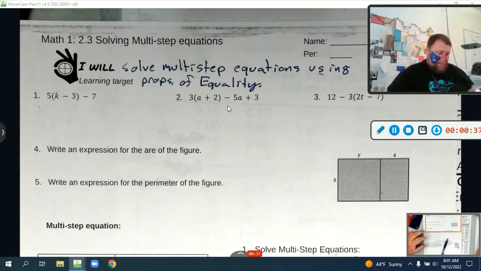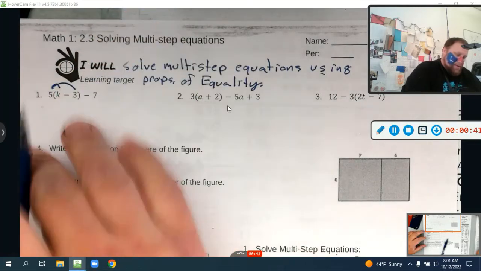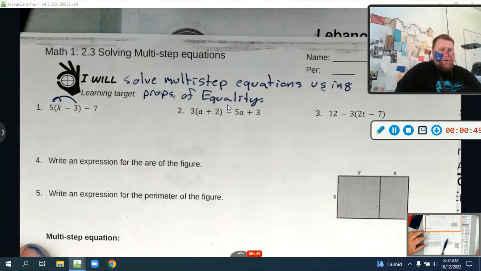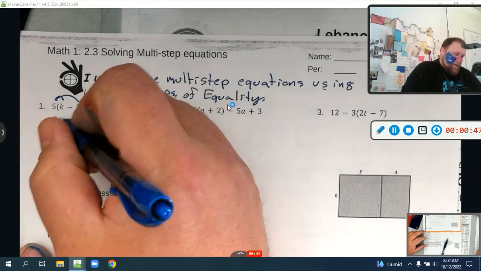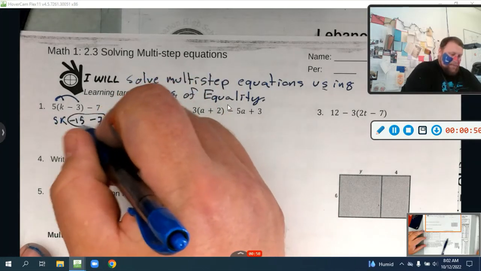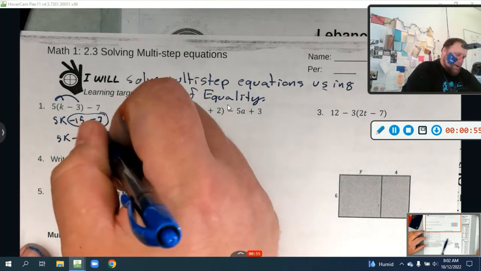Okay, let's go. Distribution should be on your lips, because that's what we're doing right here. So we're going to do distribution. I'm going to get 5k minus 15 minus 7. Together these make minus 22, and that's 5k minus 22. Boom.